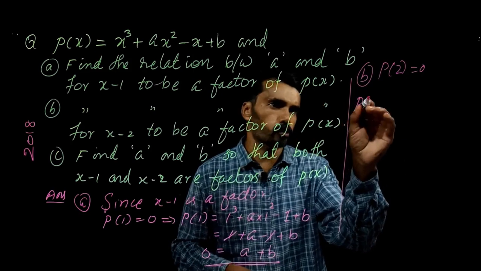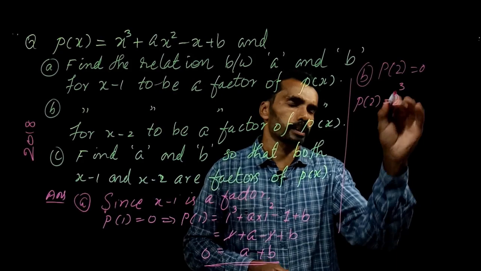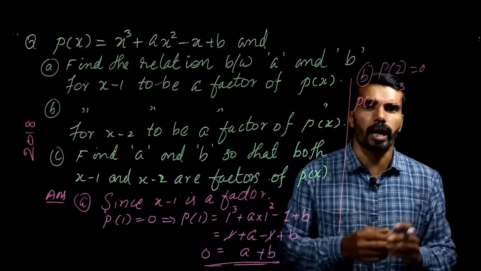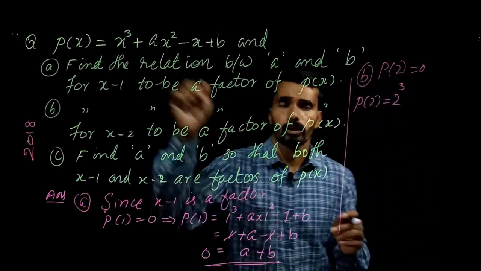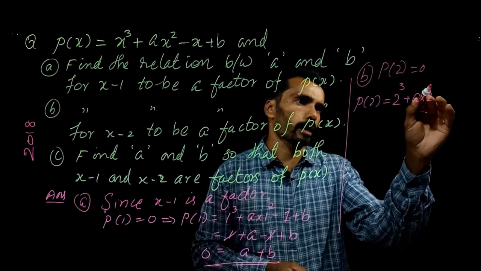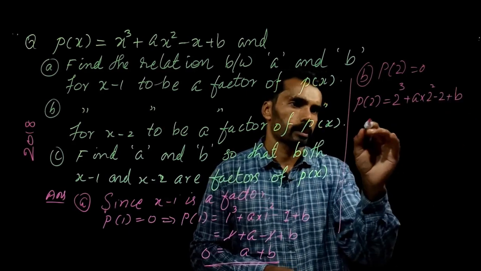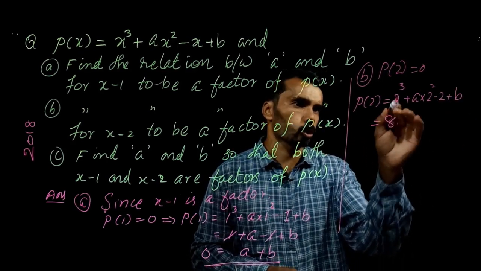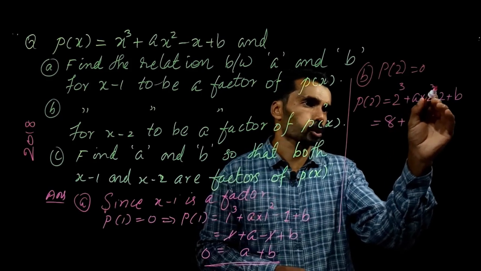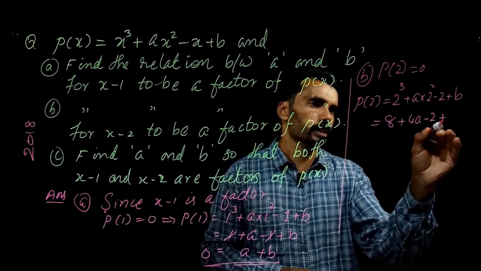Now what is P of 2? P of 2 is equal to 2 cube. Instead of x, we give the value x is equal to 2. So this is 2 cube plus a into 2 square minus 2 plus b. This is equal to 2 cubed 8 plus 2 square 4, so a into 4, 4a minus 2 plus b.